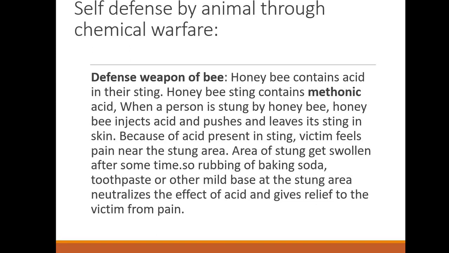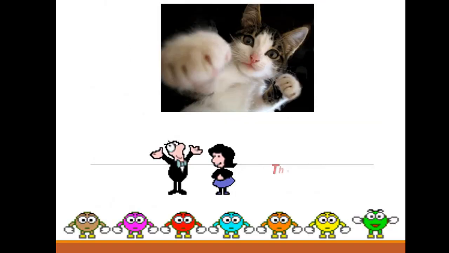So rubbing baking soda, which is a basic substance, or toothpaste, which is also a basic substance, or another mild base at the stung area neutralizes the effect of the acid and gives relief to the victim from pain.